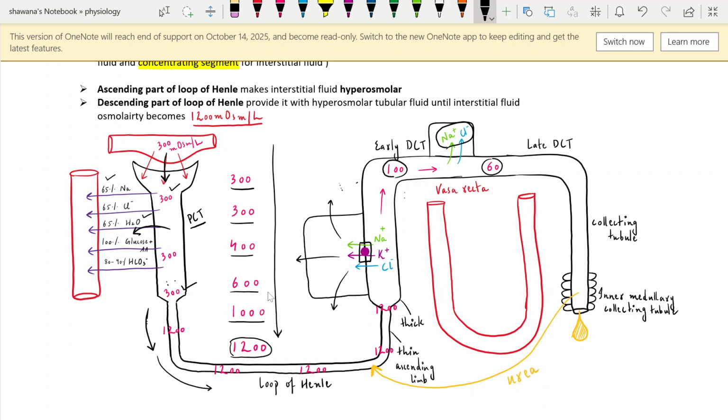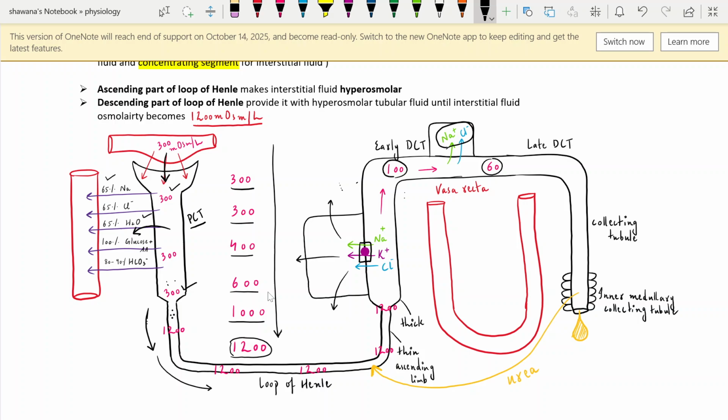When this tubular fluid notices that outside, the interstitium is hyperosmolar, it starts to lose water. Okay, that's logical. The water moves from low concentration to high concentration of solutes. So eventually the tubular fluid gains osmolarity because it has lost the water. So the tubular fluid osmolarity starts to increase in the descending limb of the loop of Henle.